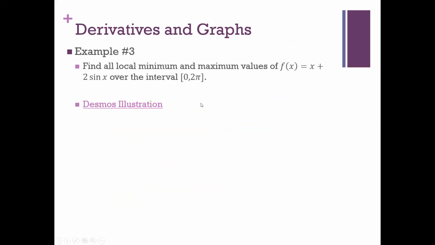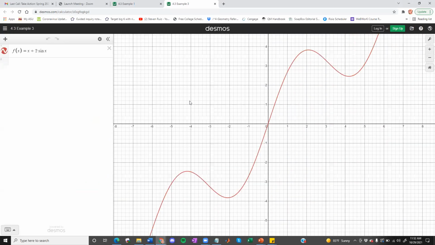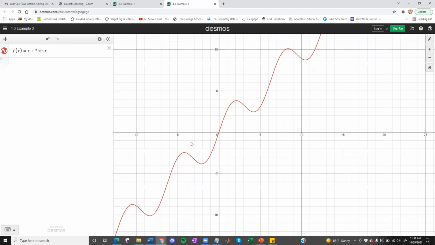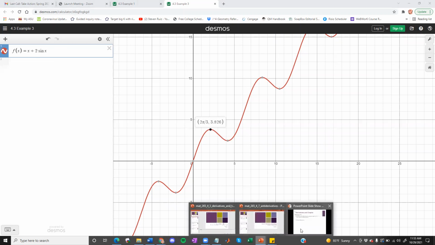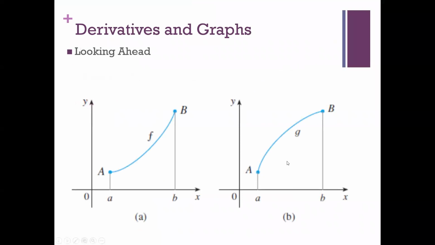Do we need to see it? Yeah, let's look at it real quick. So we were only looking from 0 to 2 pi, right? We found this point, 2 pi over 3, and then 4 pi over 3. So local max, local min. Looking at these two things, now we're going to move beyond the first derivative. But first, let's just talk about the first derivative.